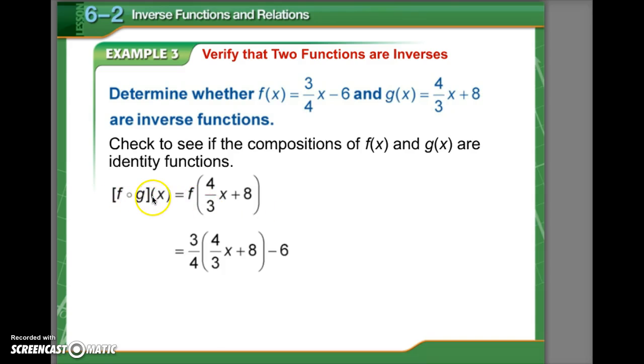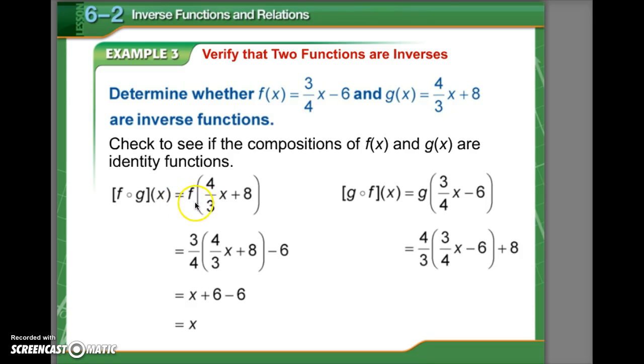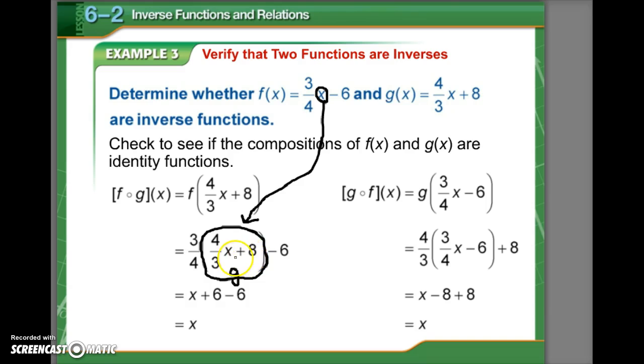So f composition g of x takes the g of x function, which is right here, and plugs it into f. Everywhere you see x in the f function, we're going to replace it with all of this stuff. Let me pull up my drawing toolbar. Originally, this is the f function right here, 3/4. This originally was just x up here. This x, when we came down here, became all of this stuff, which was your g function. So 3/4 times g minus 6, and g was 4/3 x plus 8.